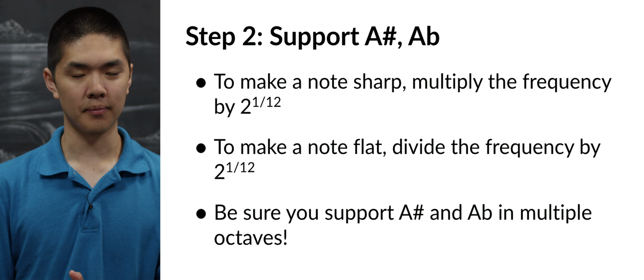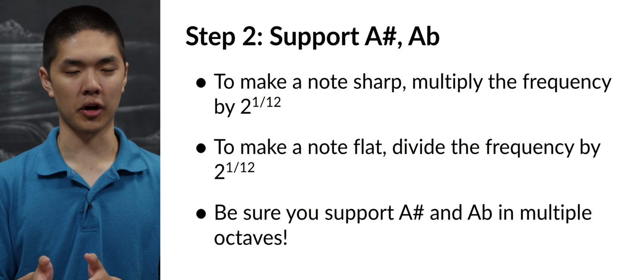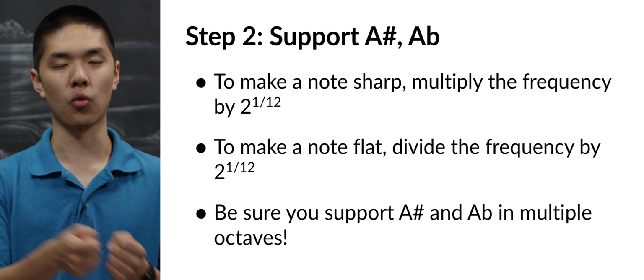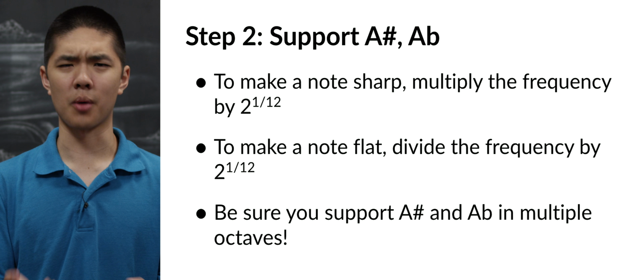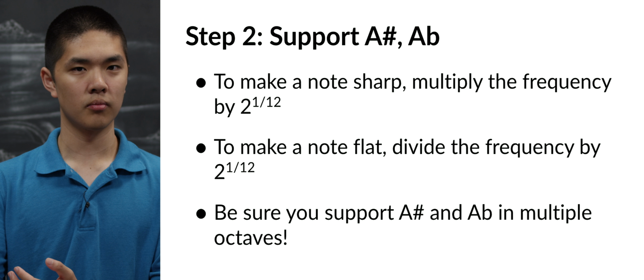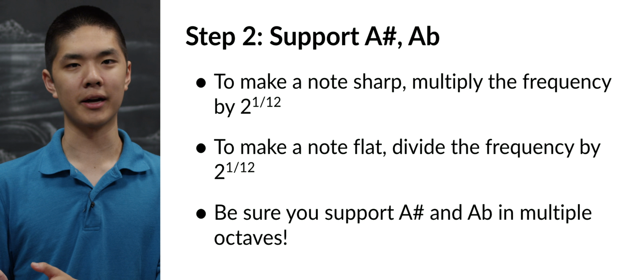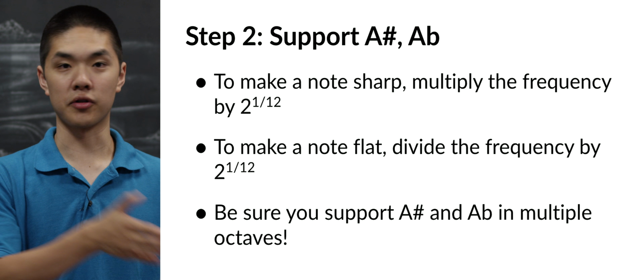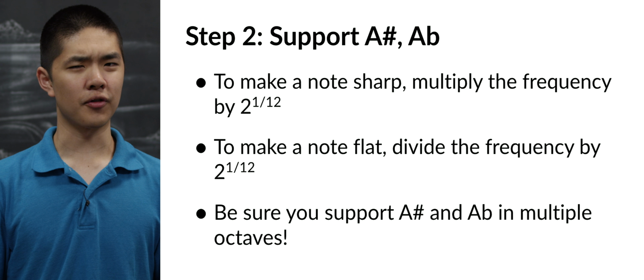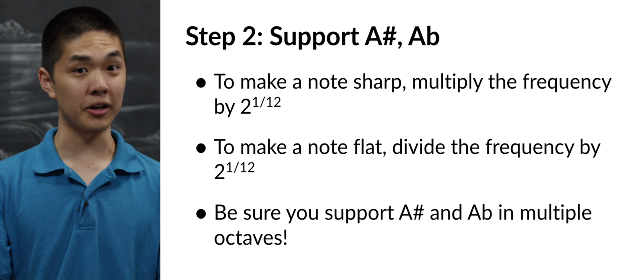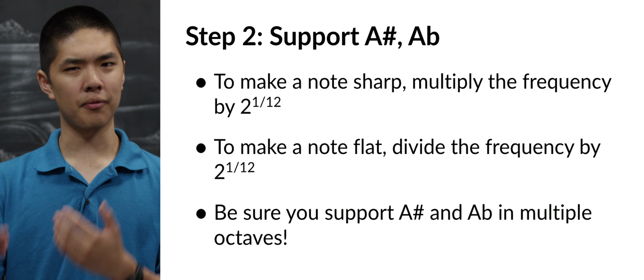But as you do this, also make sure to be able to support A sharp and A flat in multiple different octaves. Sure, A sharp 4 is just A4's 440 hertz multiplied by 2 to the 1 over 12, but what about A sharp 5 or A sharp 6? Well, if you remember that in order to go up an octave, you just multiply the frequency by 2, and to go down an octave, you just divide the frequency by 2, then if you know what A sharp 4 is, all you need to do is multiply that frequency by 2 in order to get A sharp 5.